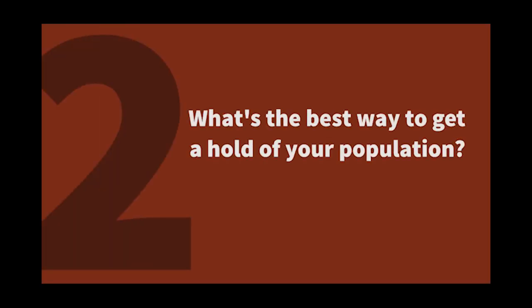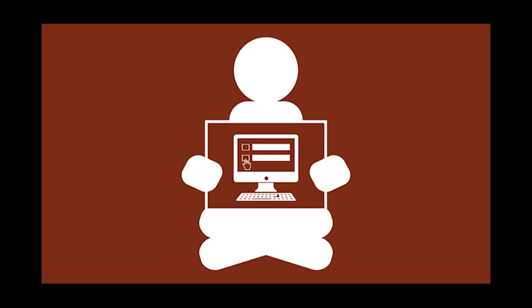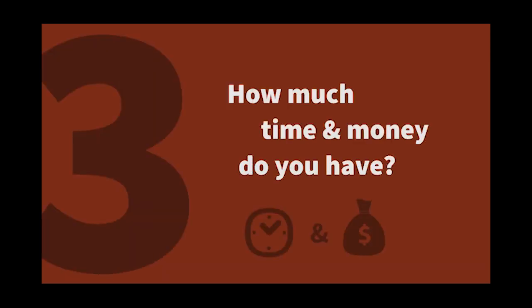Some survey questions require a respondent to view a video beforehand. In that case, an online survey may be necessary. Second, what's the best way of getting a hold of your target population? Not everyone has easy access to the internet, so an internet survey might not be appropriate for certain target populations. Some hard-to-reach populations, such as homeless people, might require researchers to go to locations where such individuals hang out and conduct face-to-face surveys.